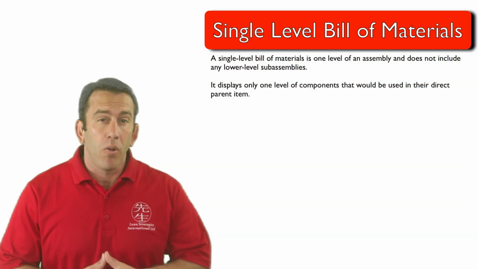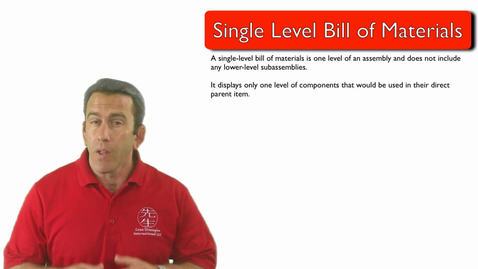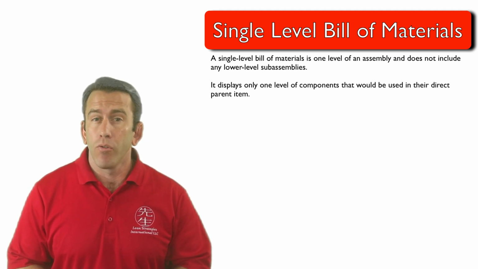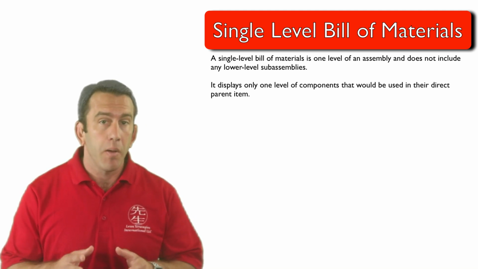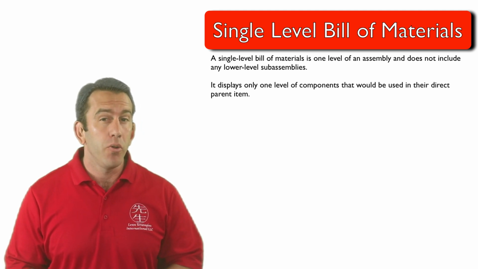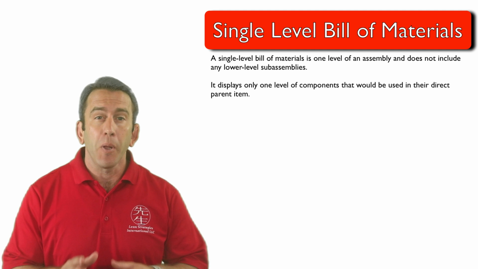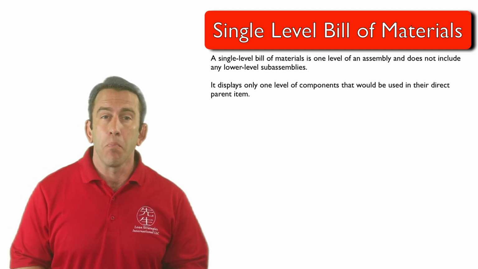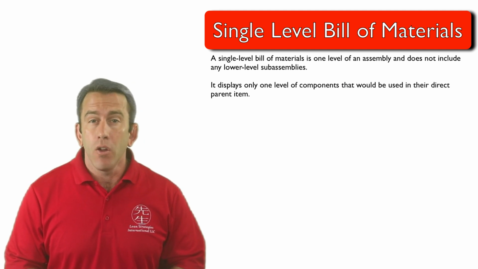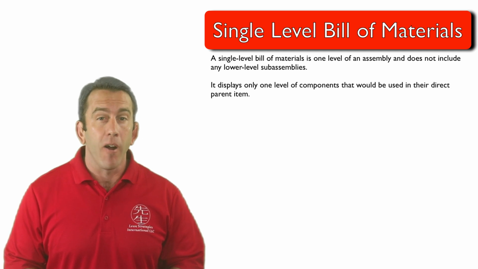What is a single level bill of material? A single level bill of materials is one level of an assembly and does not include any lower level subassemblies. It displays only one level of components that would be used in their direct parent item.